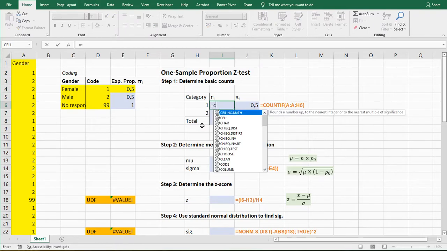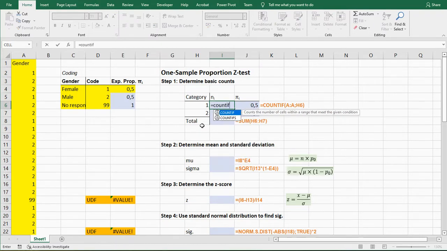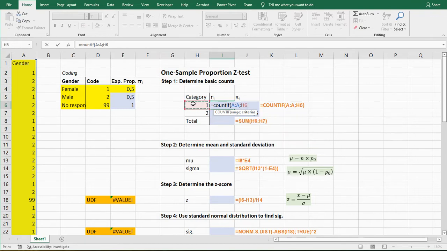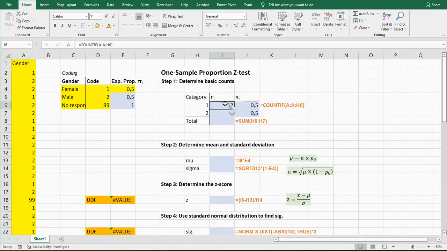So how often was category 1 chosen? I can use COUNTIF for that. It counts in the range A. I'm using a semicolon to separate parameters; your system perhaps uses a comma. And then category 1 is the one I wanted to count. I can simply copy paste this down for the second category, and I can use the shortcut Alt equals to get the sum. So there were 12 females, 34 males, and 46 in total.